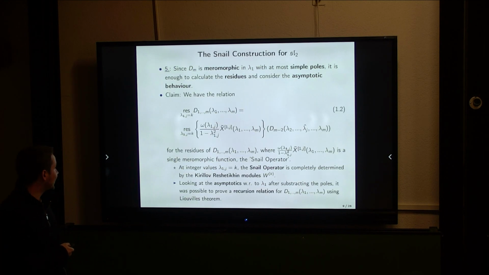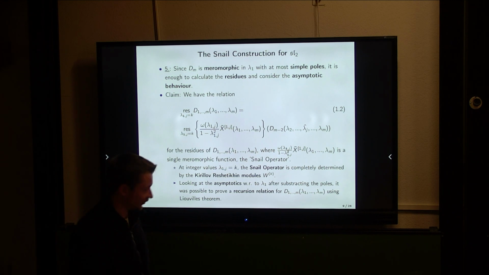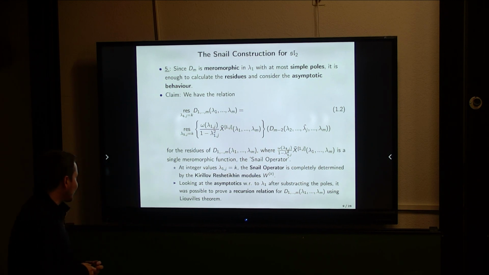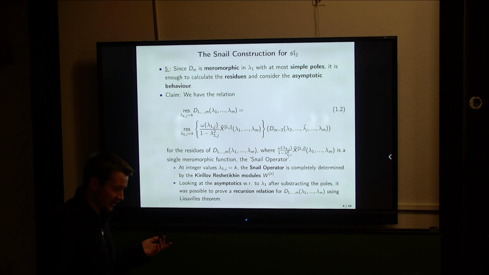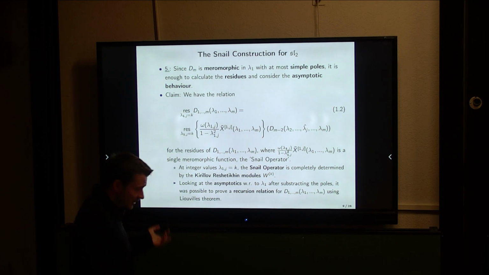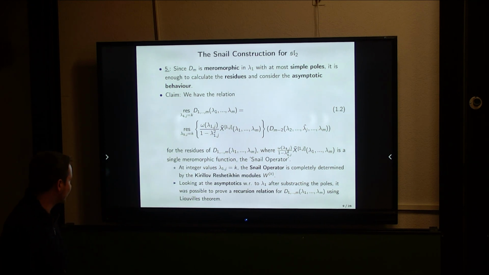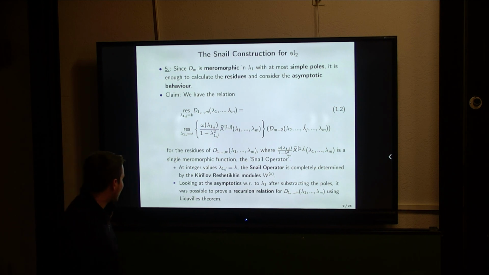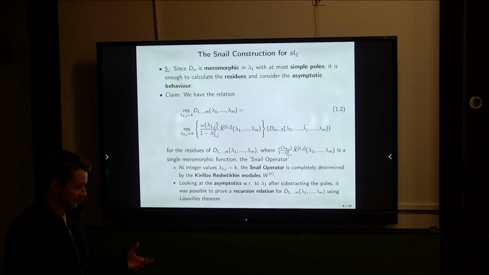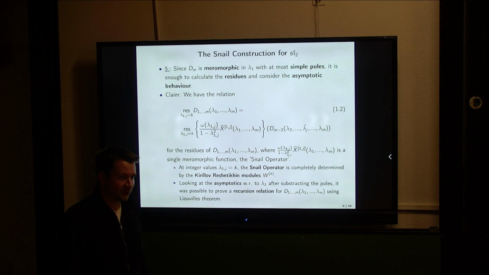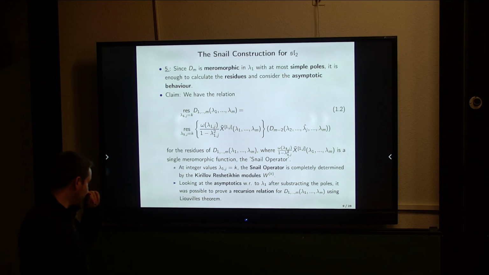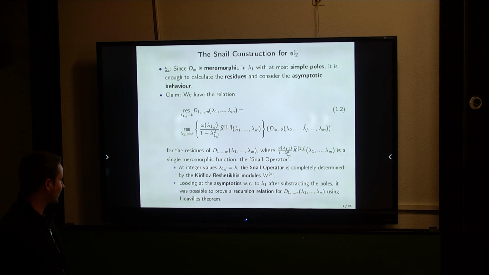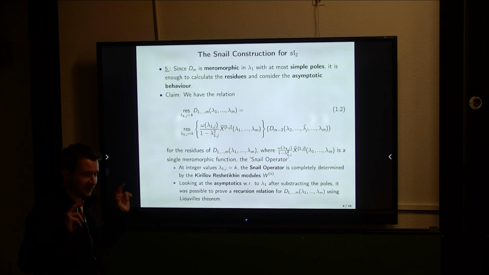Then we can do what we call the snail construction. And the idea is the following. We know that dm is meromorphic with at most simple poles. For such a function, it is enough to calculate the residues and consider the asymptotic behavior, and then by Liouville we can recover it somehow. So that was the basic idea of the construction.